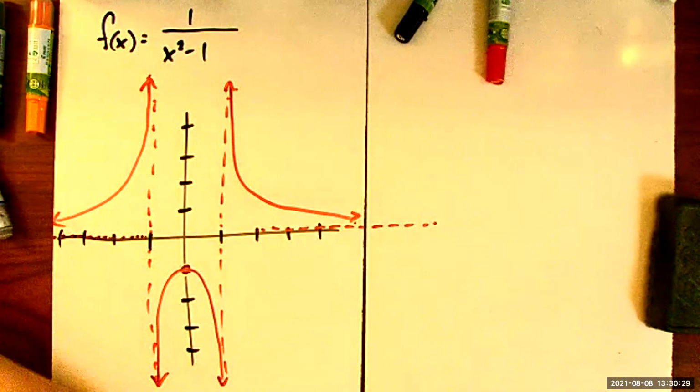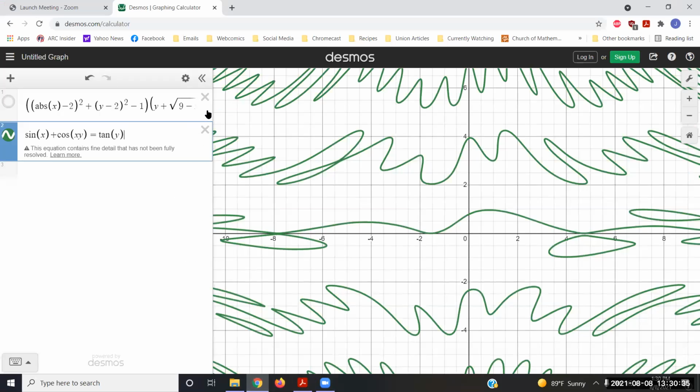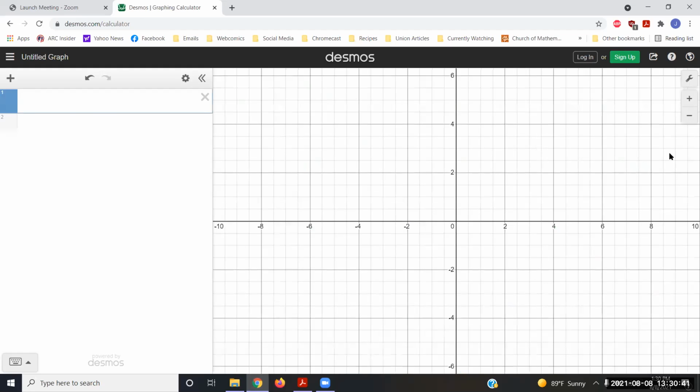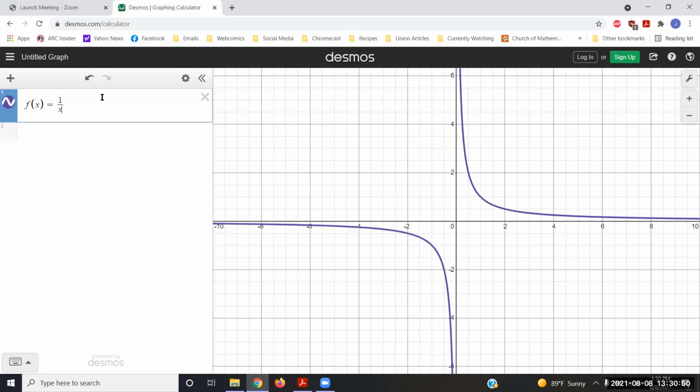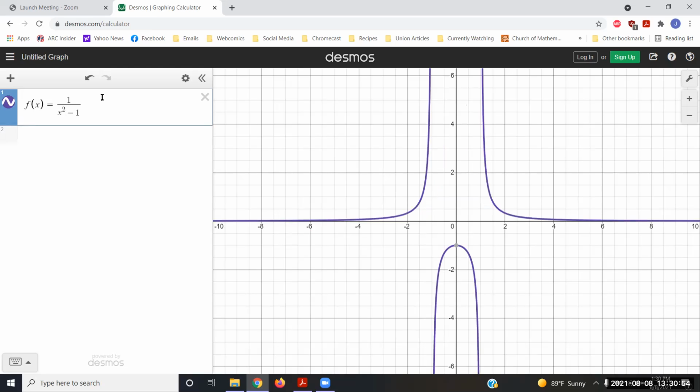Let's compare our graph now to Desmos. And so let's see what Desmos says our graph should look like. Ooh, that's a beautiful graph. And so looking at our graph, I will just make it so that it's centered. Our graph is f of x equals 1 over x squared minus 1.